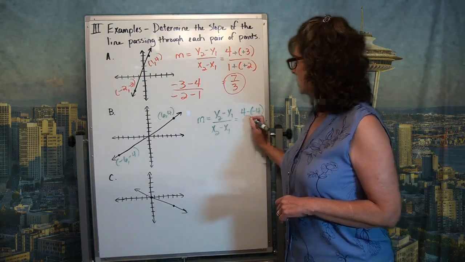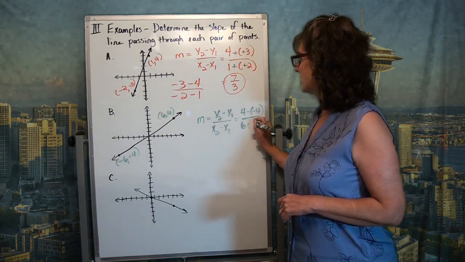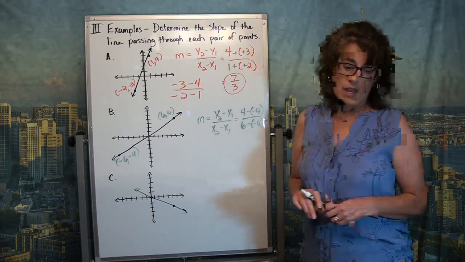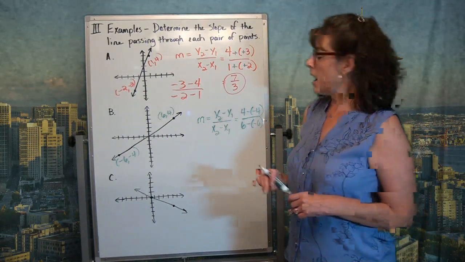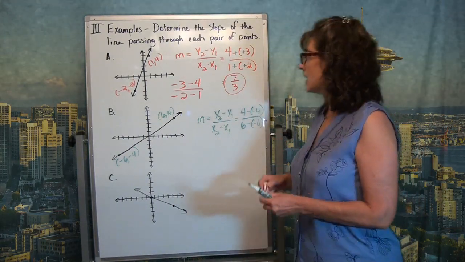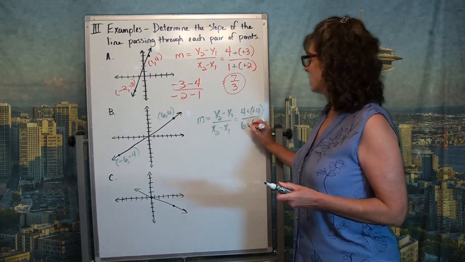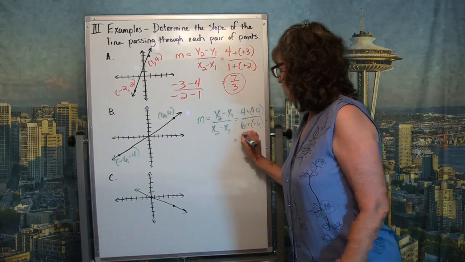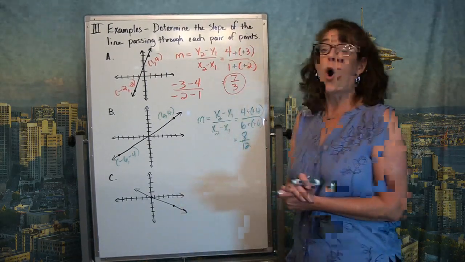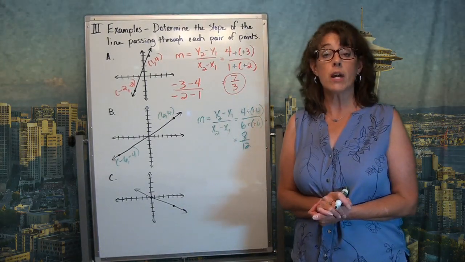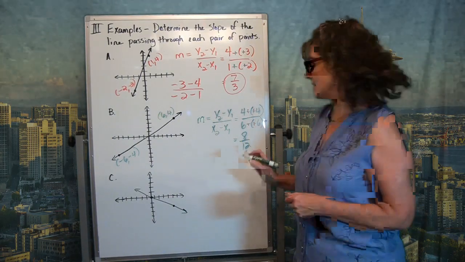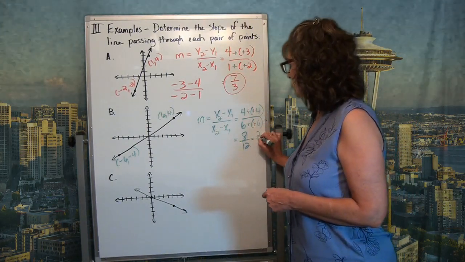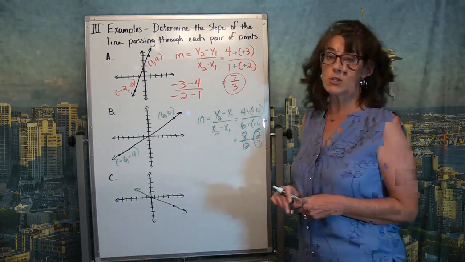And then on my denominator, I'm going to go 6 minus a -6. And so therefore, I will have, remember, subtracting a negative is really adding a positive. So I'm going to get 8/12 as my slope. Now, always simplify a fraction if you can. Will 8/12 simplify? Yes, it simplifies to 2/3. And so that's my slope on that one.